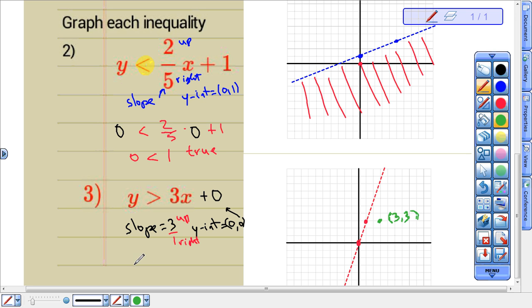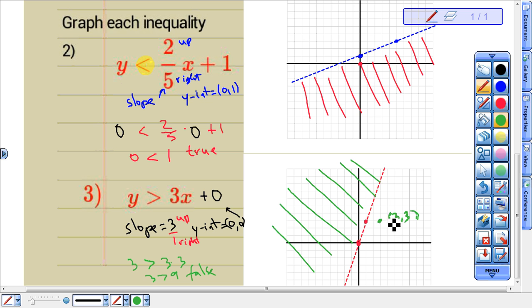Let's plug in x equals 3, y equals 3. So we will have 3 is greater than 3 times 3. 3 is greater than 9 is false. Therefore, we chose a point in the wrong half-plane. So our solution would be the half-plane over the line, and it will stop at the line y equals 3x.